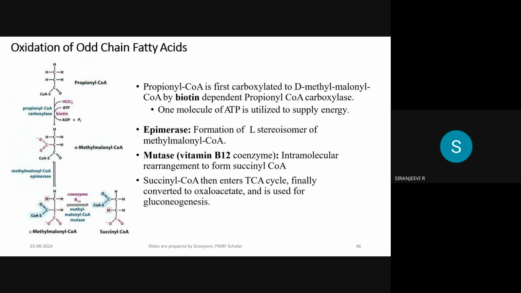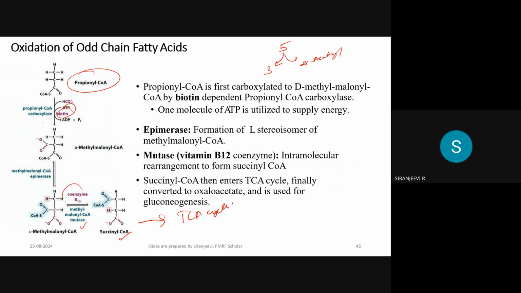So till now we have seen the even chain fatty acids. What happens if it is an odd chain fatty acid? It continues the beta oxidation till the 5 carbon step. The 5 carbon unit will split into a 3 carbon unit as well as the 2 carbon acetyl CoA. This 3 carbon unit is propionyl CoA. Propionyl CoA, by the action of propionyl CoA carboxylase in the presence of biotin, forms D-methylmalonyl CoA. Methylmalonyl CoA epimerase forms L-methylmalonyl CoA. This L-methylmalonyl CoA, by the action of methylmalonyl CoA mutase, forms succinyl CoA, which can enter the TCA cycle.